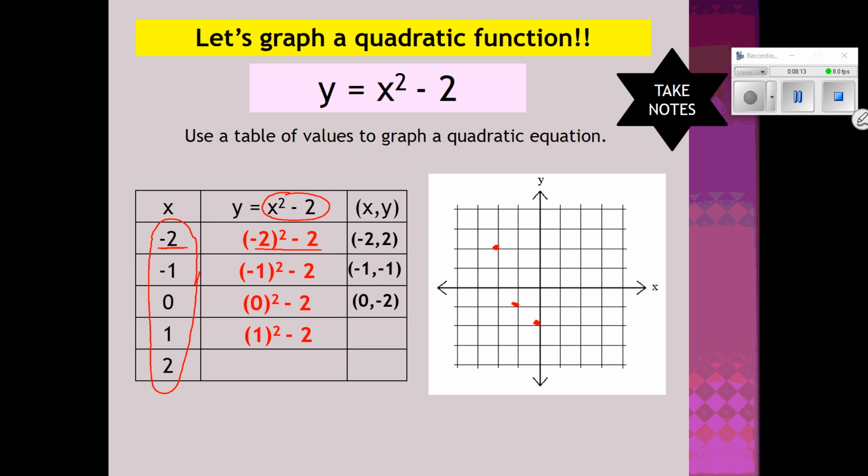Now we plug in 1. 1 squared is 1, minus 2 is -1. So we have right here. And when we plug in 2, 2 squared is 4. 4 minus 2 is 2. So we have 2, 2.